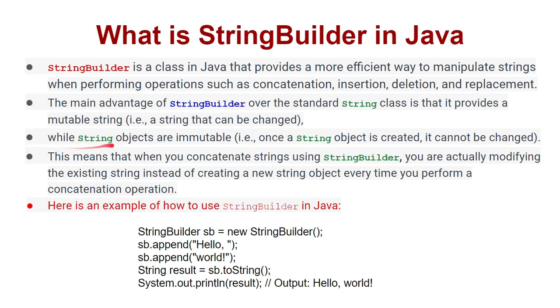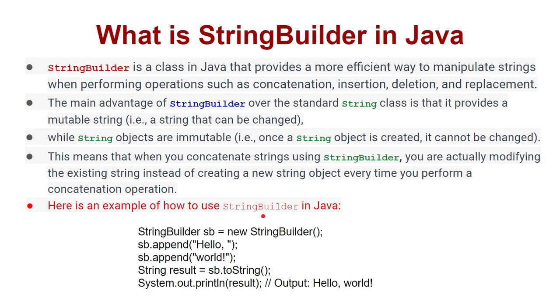This means that when you concatenate using StringBuilder, you are actually modifying the existing string instead of creating a new string object every time you perform a concatenation operation. So it is clearly saying that whenever you work with a StringBuilder object, you are modifying the existing object, not creating a new object. Here is an example of how to use StringBuilder in Java.